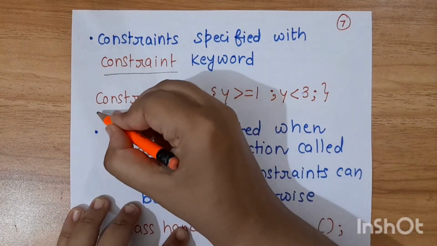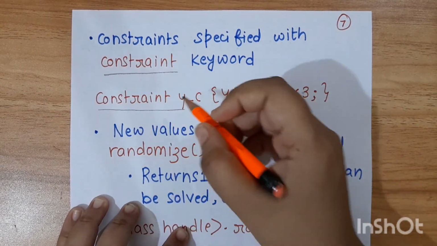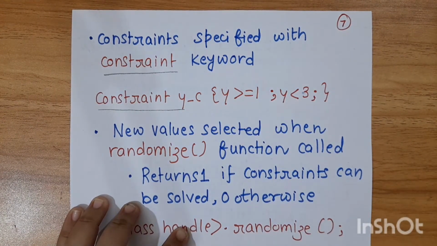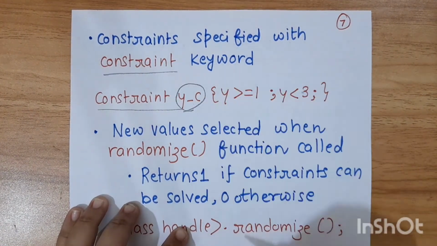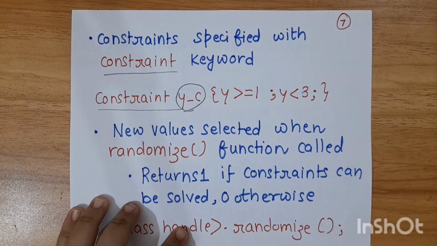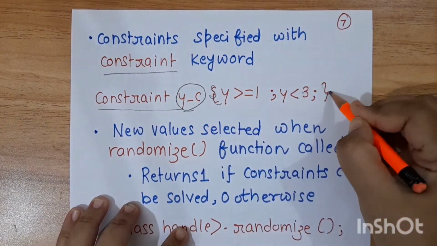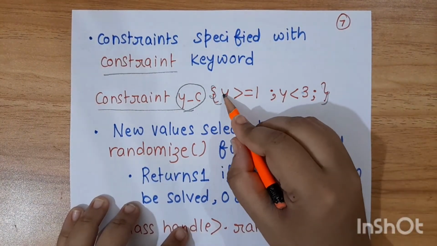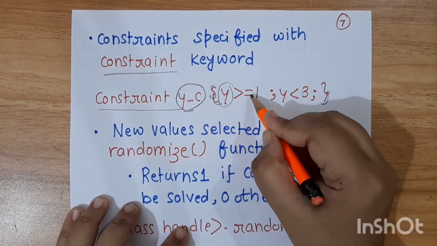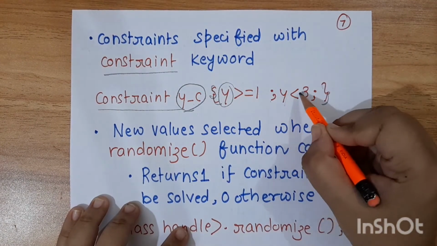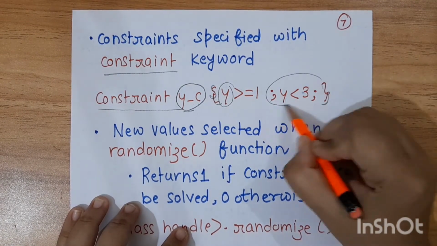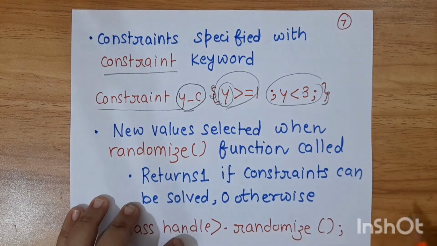Suppose we have a constraint for the bit 1 down to 0 y. So I have put constraint for that. So constraint y underscore c, name of the constraint. Now inside this curly bracket, I have put y, the value of y should be greater than equal to 1, semicolon, and y should be less than 3, semicolon. These constraints I have put. These are the two expressions of constraint.